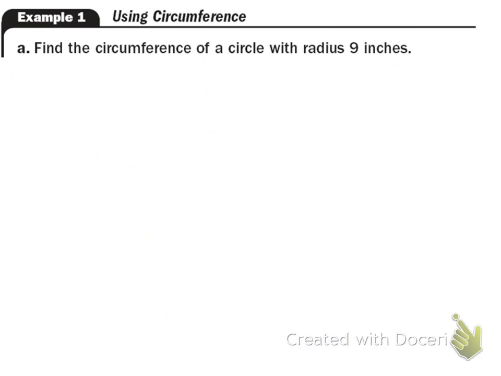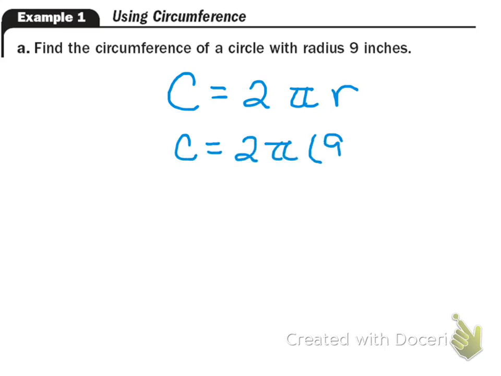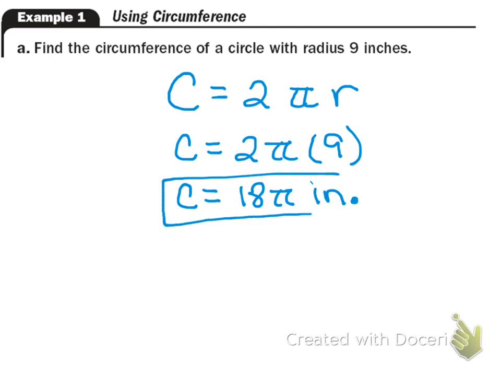We want to find the circumference of a circle that has a radius of 9. Since we're given the radius, let's use the formula that involves radius. We can say the circumference is equal to 2 times pi times the radius. So the circumference is equal to 2 times pi, put the radius in, 9. So we could say our circumference is equal to 18 times pi. Now in some answers, sometimes you will be asked to leave your answer in terms of pi. This is a good answer. We could say that this circumference of this circle is 18 pi inches.